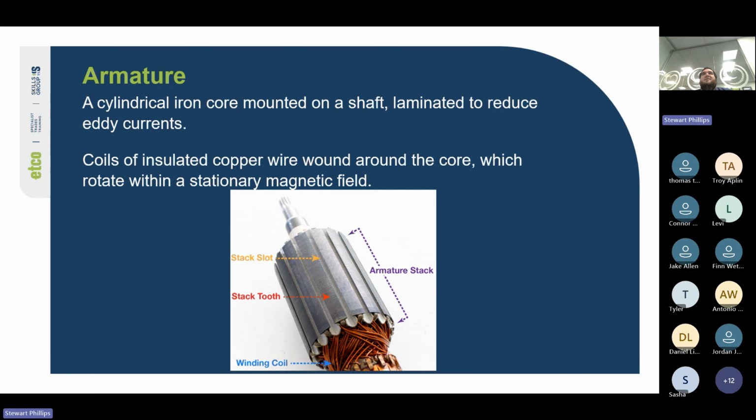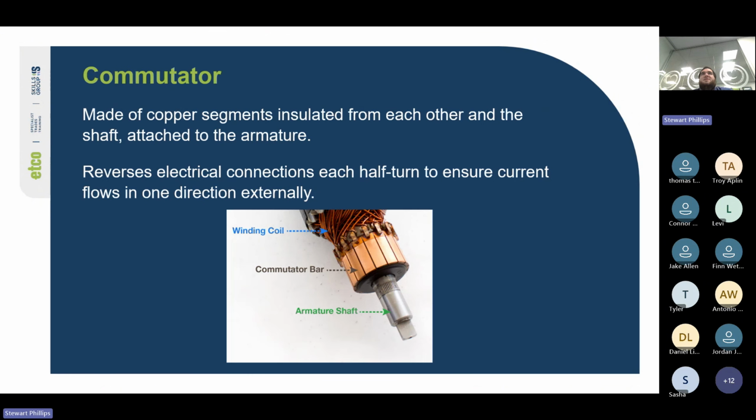Yeah, it's an iron cylinder core mounted on a shaft. And it's coils of insulated copper wire wound around the core, which rotate in the stationary magnetic field. So this commutator here is made of copper segments, and again, insulated from each other. If they were to start conducting, it would create quite a bit of havoc. And it's insulated from the shaft because the shaft is connected to the casing. So if the casing becomes live, we have an issue. And it reverses electrical connections each half turn to ensure current. So it does it more than each half turn.